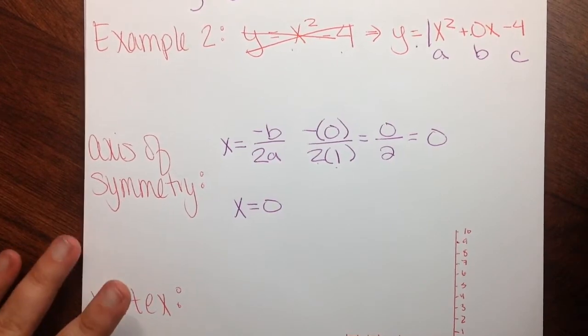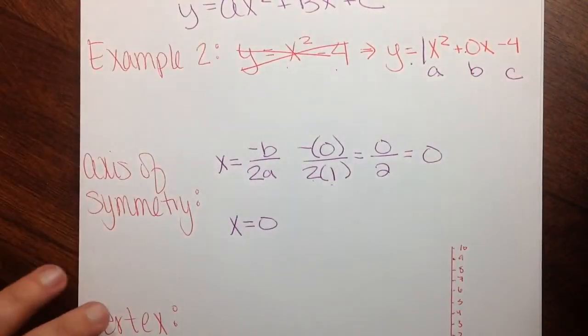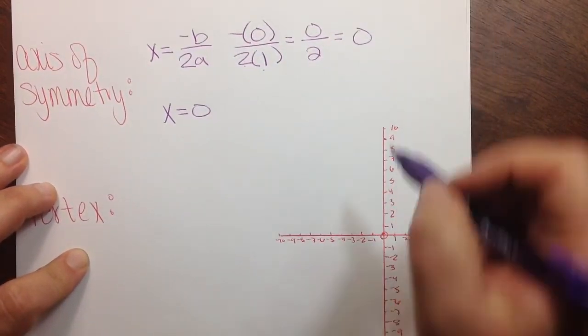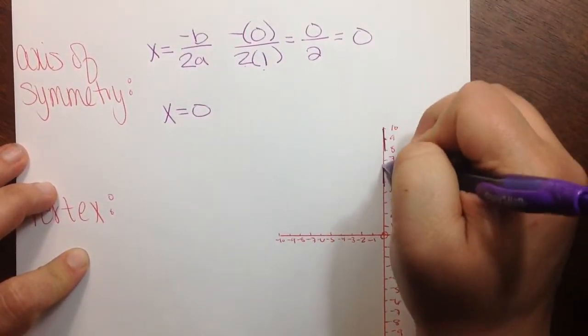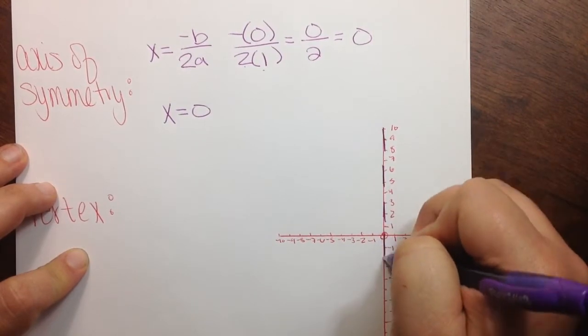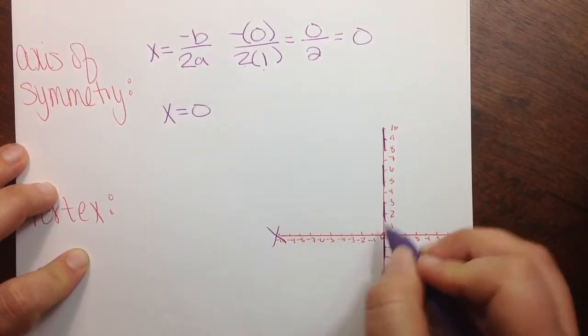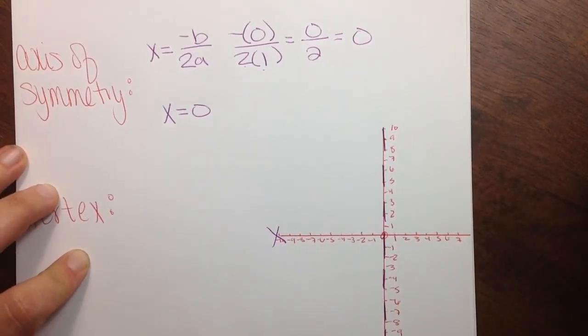So that means we're going to go to the x-axis, go to 0, and draw a line going straight down. For us, that would be over the y-axis, because on the x-axis, 0 would be the y-axis. So that's fine, no big deal.